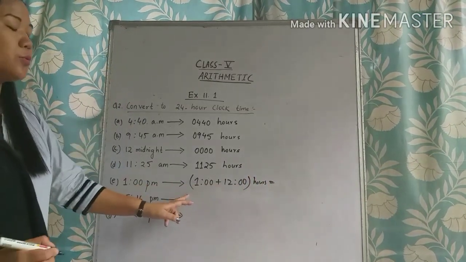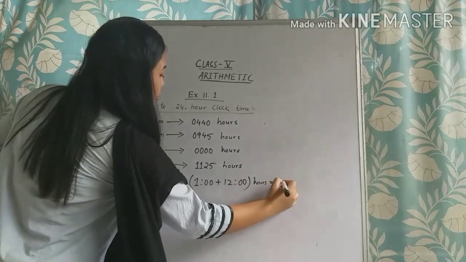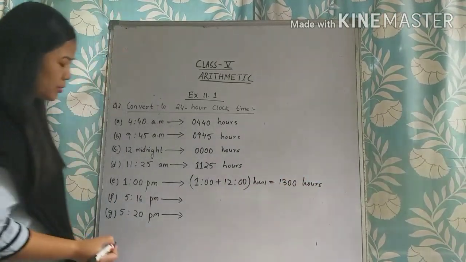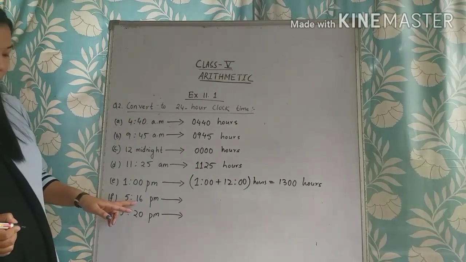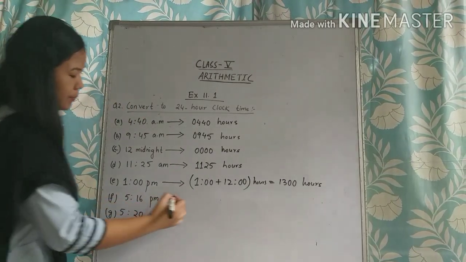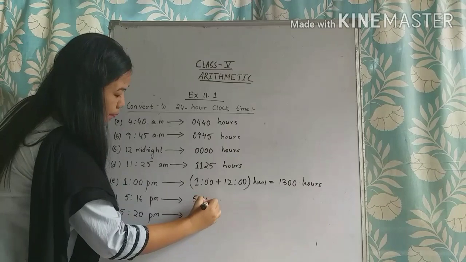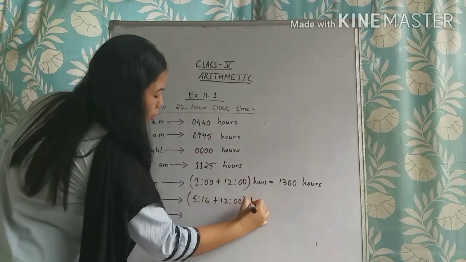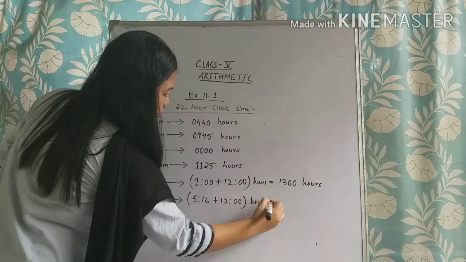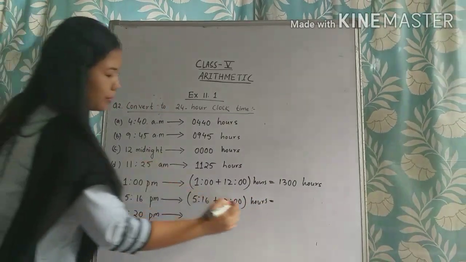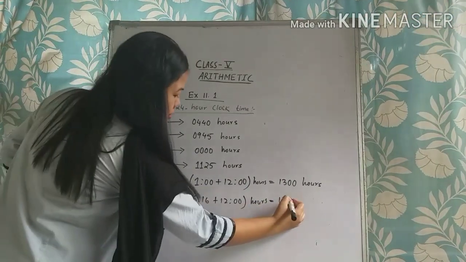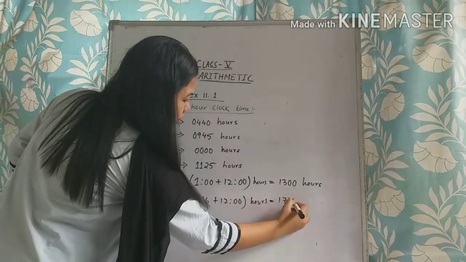So 12 plus 1 is 13. So 1300 hours. Clear? Now 5:16 p.m. In the same way, you add 12 hours. So 12 plus 5 is 17, and in minutes it is 16 plus 0, which will be 16.